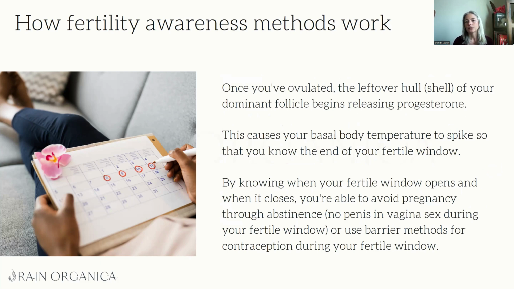Now, once you've ovulated, the leftover hull or shell of the dominant follicle begins releasing progesterone. And this causes your basal body temperature to spike so that you know that your fertile window is now closed. So basal body temp is essentially the best way of knowing when your fertile window closes. And this is during a normal cycle when you actually release an egg. The only exception to this would be during an anovulatory cycle. We'll talk about how to know when your fertile window closes in an anovulatory cycle in a different part or a different chapter.